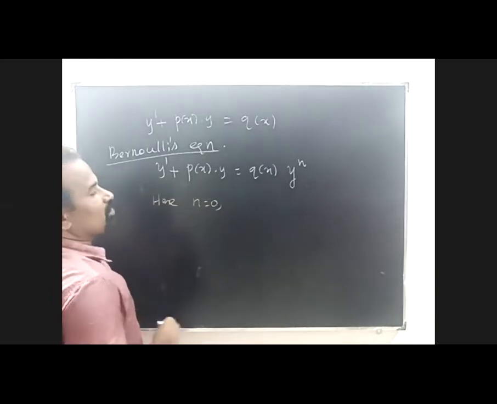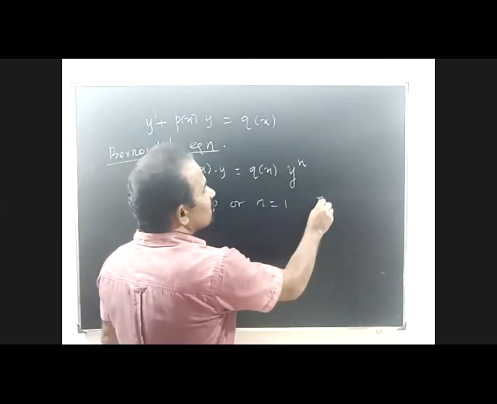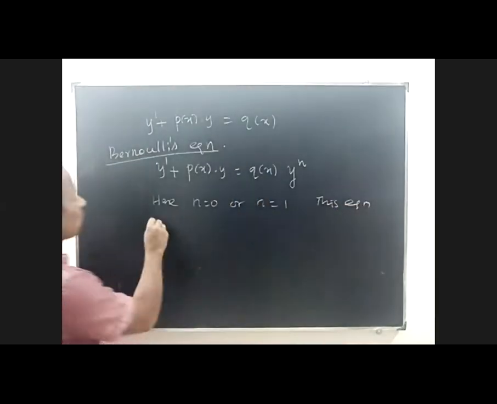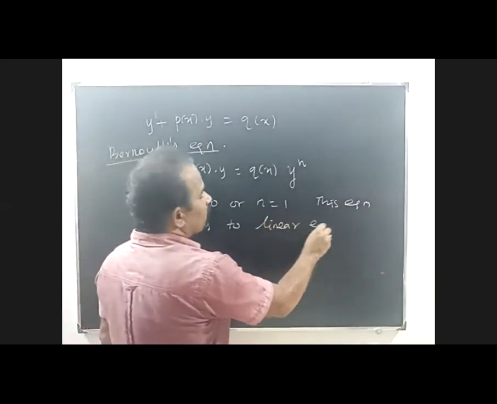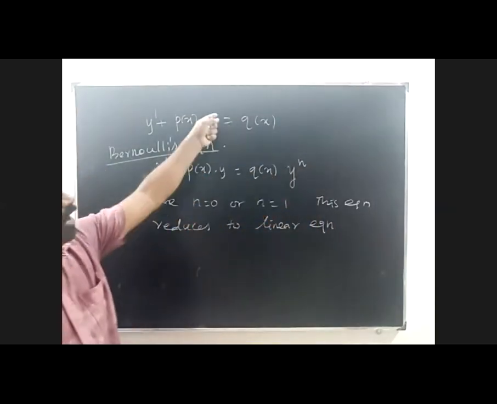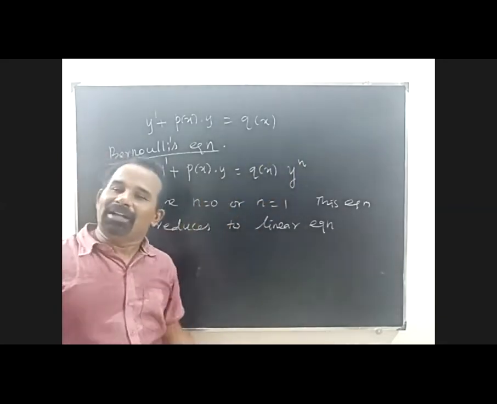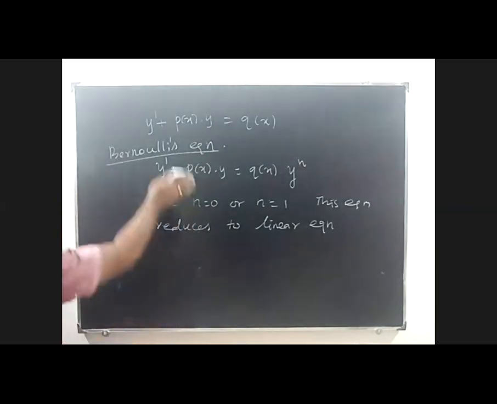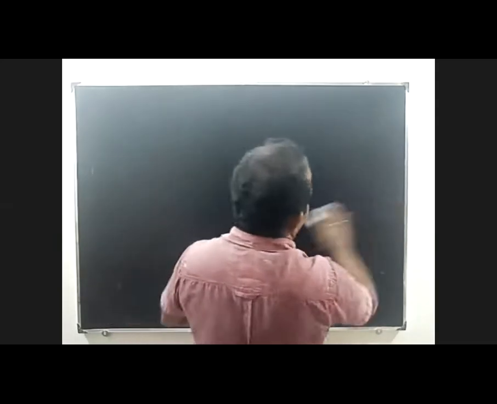Here, if n is equal to 0 or n is equal to 1, this equation reduces to linear equation. If n is equal to 0, linear equation. If n is equal to 1, again you will get your y, so therefore the same linear equation. Understood? So therefore, what is linear? What is Bernoulli? Then what is homogeneous equations?